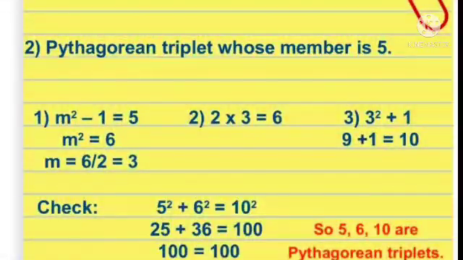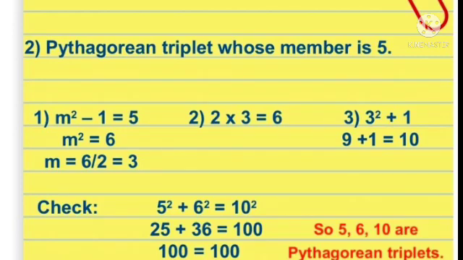Next example. Pythagorean triplet whose number is 5. So we have m square minus 1 is equal to 5, m square is equal to 6. M is equal to 6 upon 2, which is equal to 3. 2 multiplied by 3 is equal to 6. 3 square plus 1, then 9 plus 1 is equal to 10.